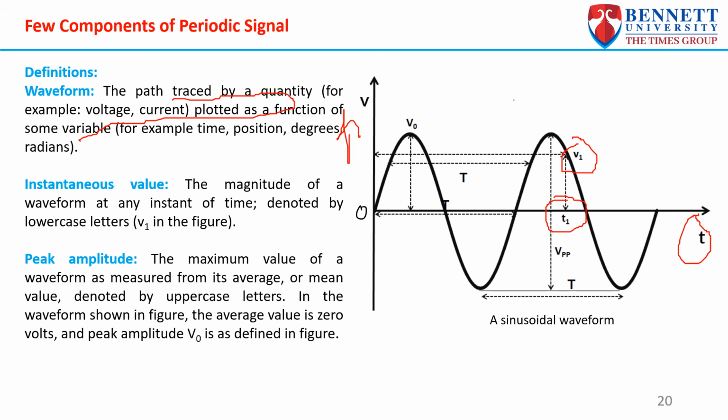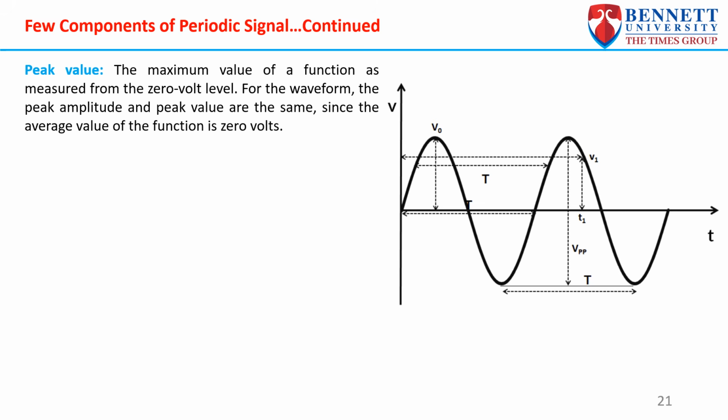So this is a pure sinusoid wave. So its average value is what? Zero. So from this zero reference, what is the peak value? This V naught is your peak amplitude here. So this is your peak value of this waveform.